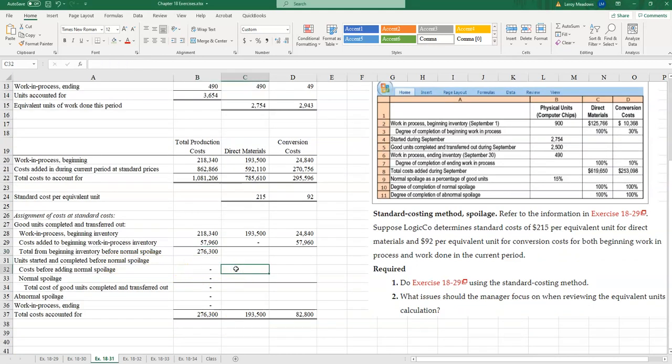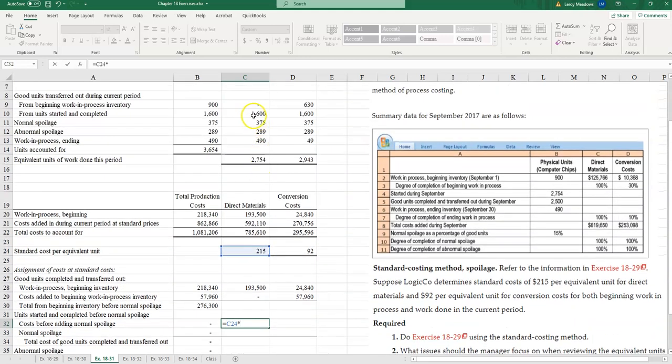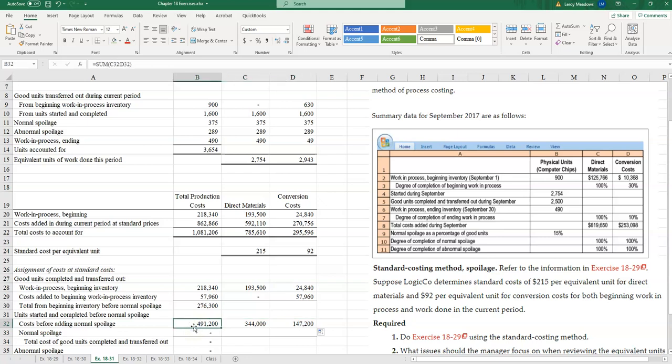For direct materials, how much did we add this period to the units started and completed? We added the standard cost per equivalent unit times the amount of equivalent units started and completed this period, 1,600. And that gives me $344,000 worth of direct materials. For conversion costs, how much in cost did I add to my units started and completed? 1,600 equivalent units for units started and completed this period for conversion costs times the standard cost per equivalent unit of $92 for conversion costs. And that gives me $147,200. So the total amount at standard costs I have for the units started and completed is $491,200.